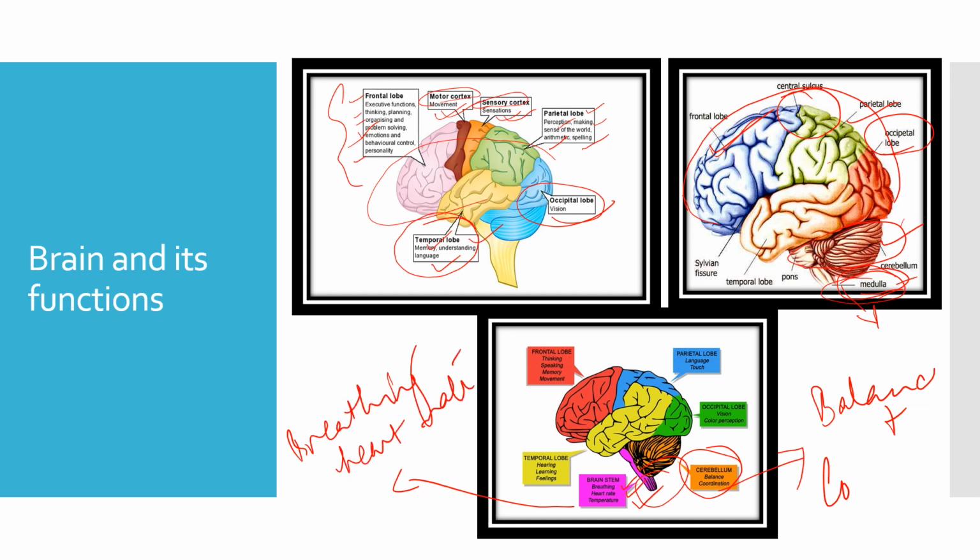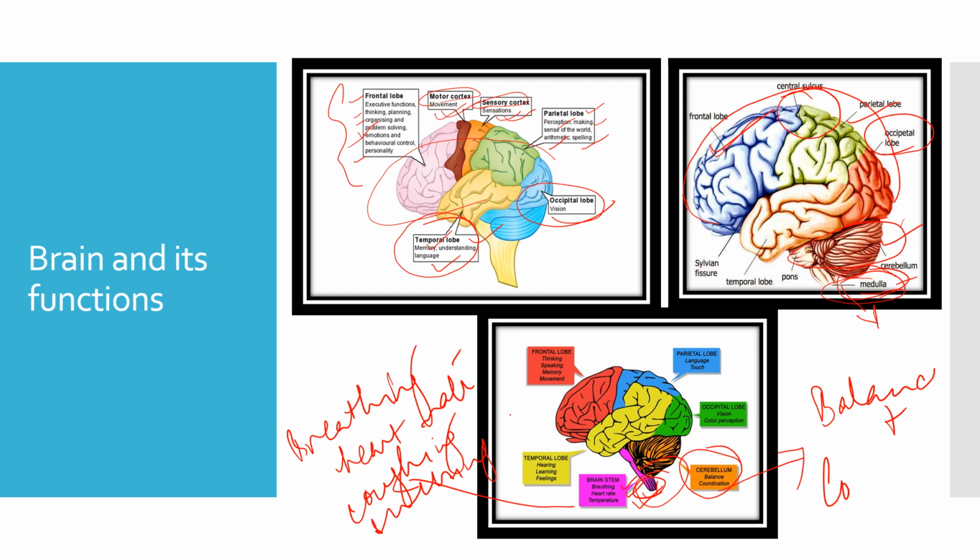Breathing, heart rate, coughing, sneezing and all involuntary actions, we have told earlier, are controlled by the brainstem. So these all are the functions of the medulla oblongata or the brainstem. So this is all about the brain and its function.